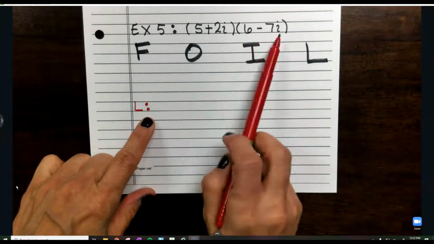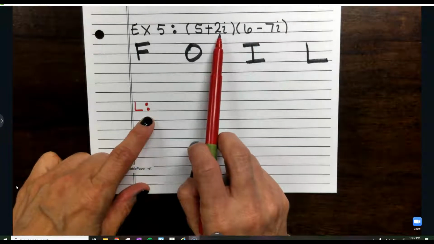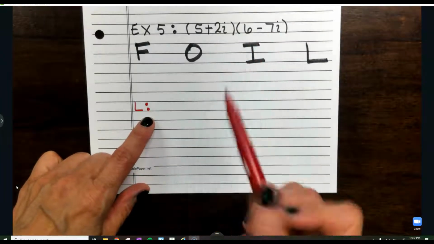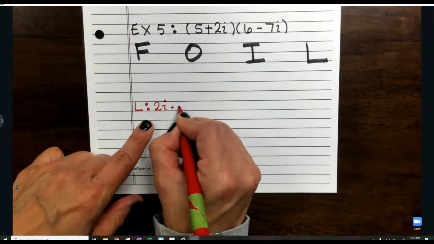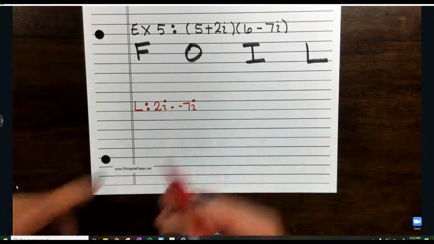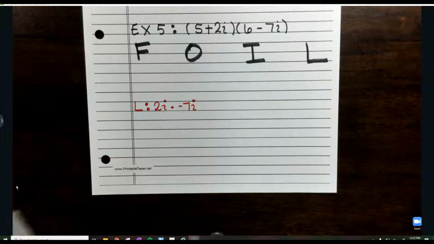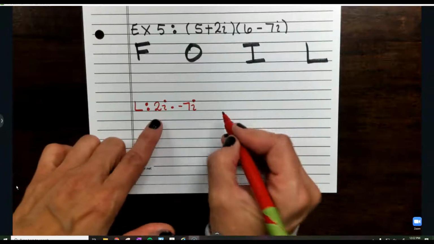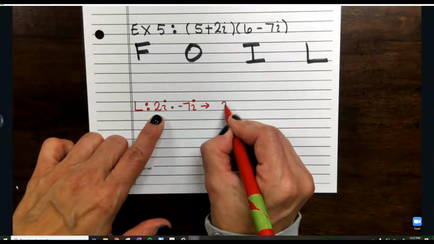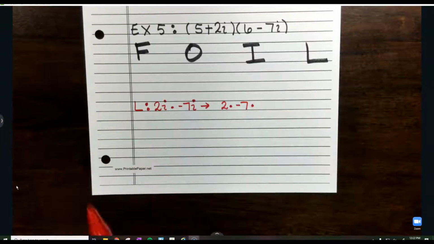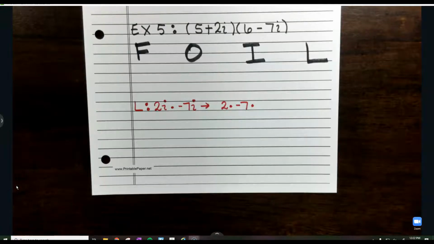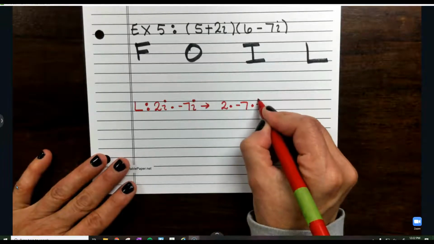So the two last terms are positive 2i and negative 7i. So let's write positive 2i times negative 7i. And then, guys, I'm going to reorder them by category. I'm going to do positive 2 times negative 7 times, again, how many i's are there? So I'm going to write i squared.